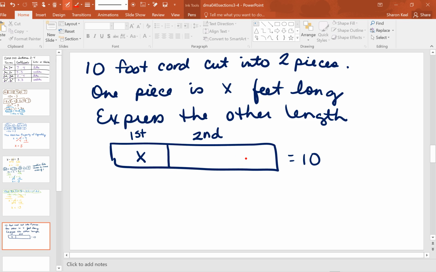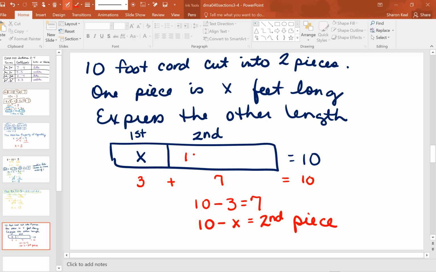If we're not sure, I'm just going to randomly come up with a number. Let's say x was a 3. If x is 3, we all know that 3 plus 7 would give us 10, correct? So how do I go about calculating the number 7 using the values 10 and 3? I would say 10 minus 3 is equal to 7. So to come up with my equation, I'm going to have 10 minus x is going to give me the length of the second piece.